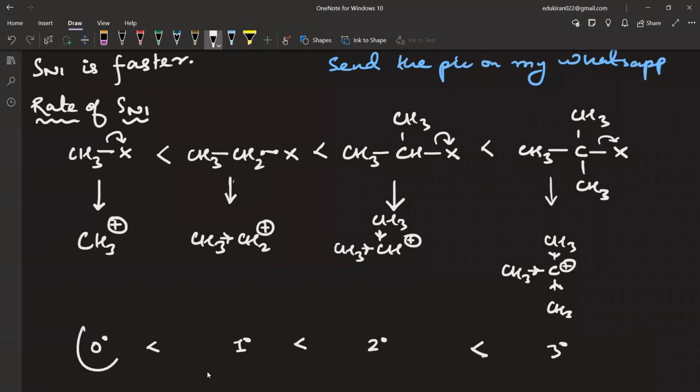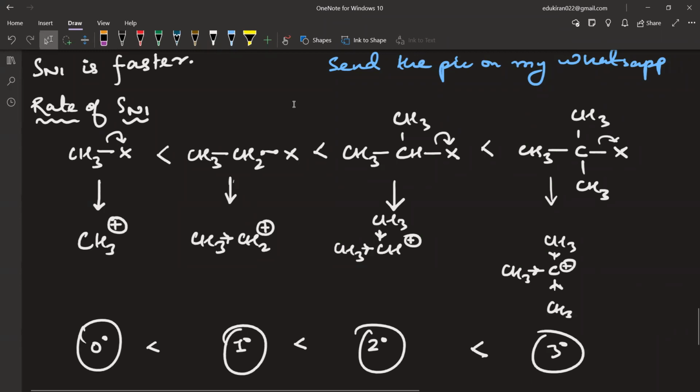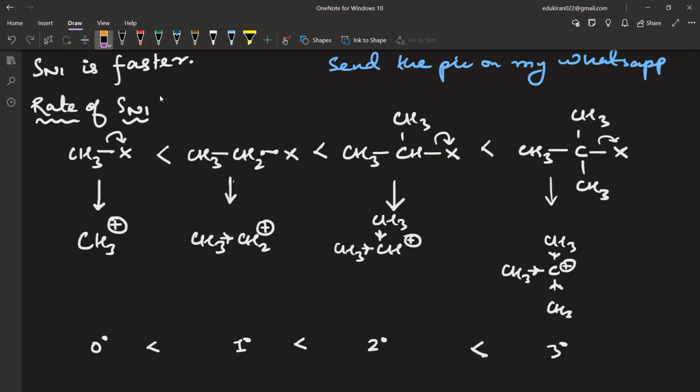How many of you understand 0 degree, 1 degree, 2 degree, and 3 degree? Raise your hand if you know it. What is 0 degree, 1 degree, 2 degree, 3 degree? Please raise your hand. Sahel, you know.